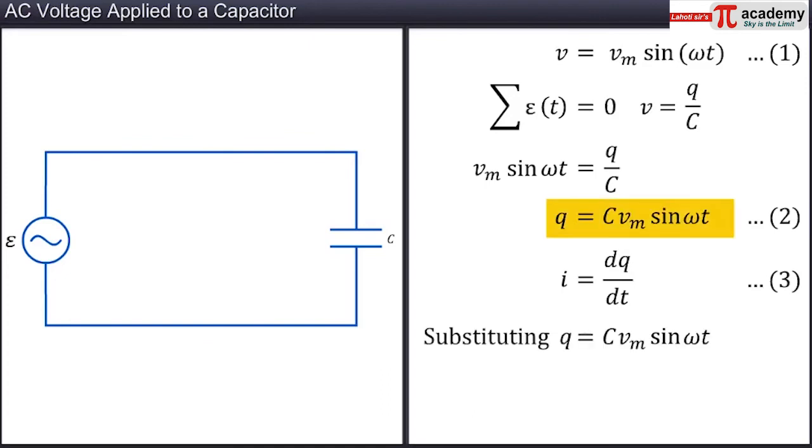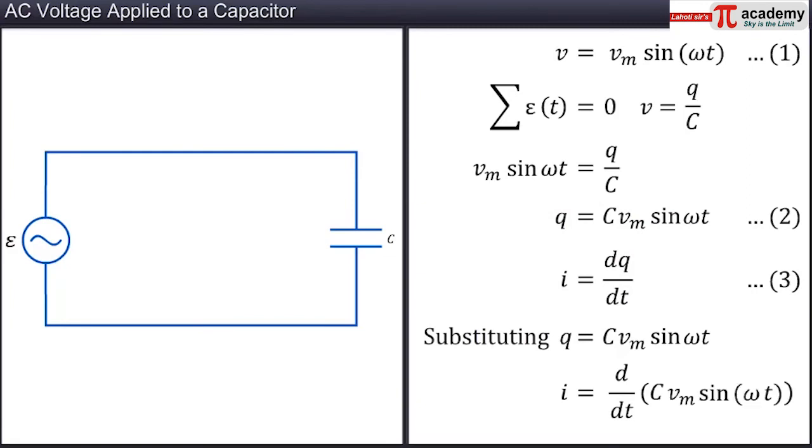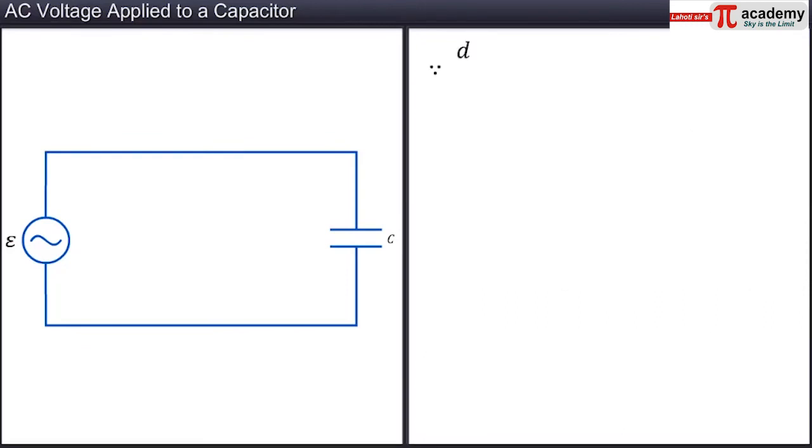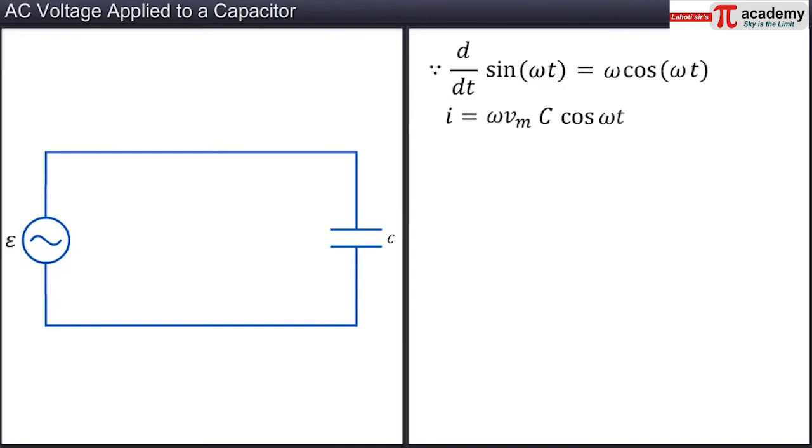Substituting equation 2 in equation 3, we get I is equal to d by dt of C Vm sin omega t. As C and Vm are constants, and as d by dt of sin omega t is equal to omega cos omega t, we have I is equal to omega Vm C into cos omega t. Let this be equation 4.